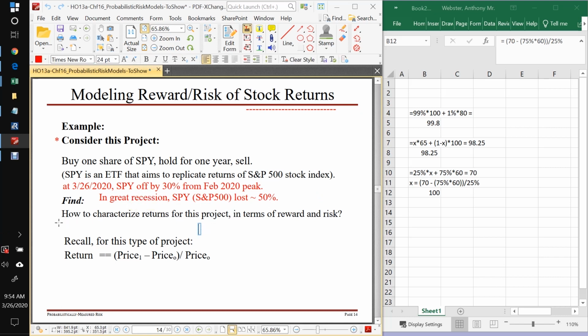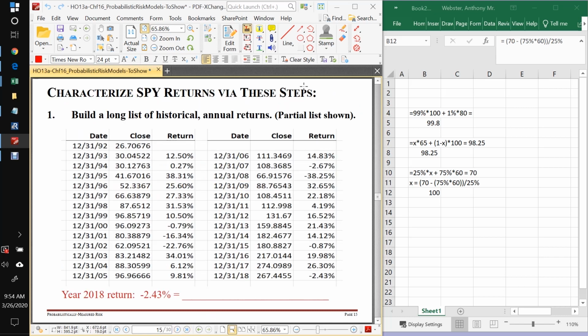Okay, so enough of the real-world context. In general, how are we going to characterize the returns for this project in terms of reward and risk? So remember, for a project of this type, our return is just price at end of year minus price now divided by price now. So how could we figure this out? Well, here's a very common way to do this. We're going to characterize the returns of the SPY via these steps. And what I mean by characterize is characterize probabilistically.